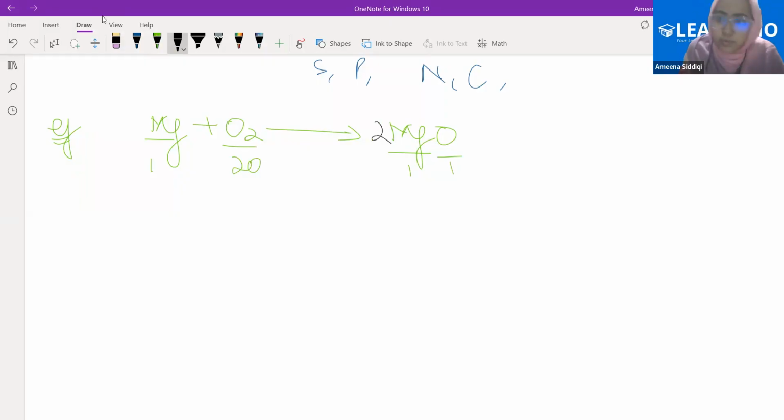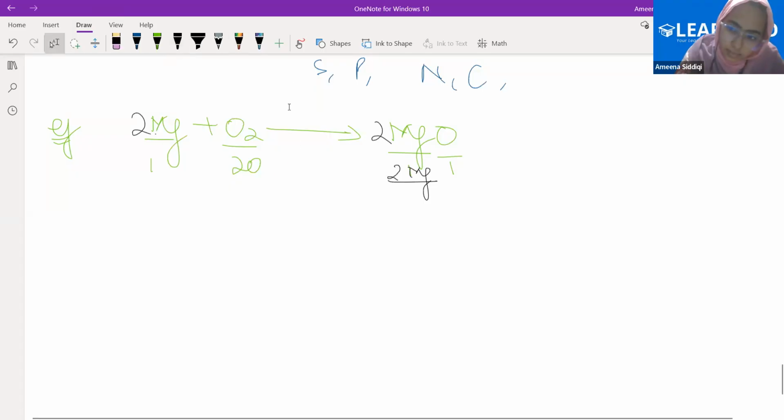But again, go back to the first step. Is magnesium balanced here or not? No, it's not balanced, because now here magnesium becomes 2 and here it's only 1. So we also need to balance magnesium here. Let's see: 2 magnesium atoms on the reactant side, 2 on the product side, 2 oxygen atoms on the reactant side, 2 oxygen atoms on the product side. Clearly, it's a balanced equation. Is it clear, beta? Fine. Coming on to the next part.